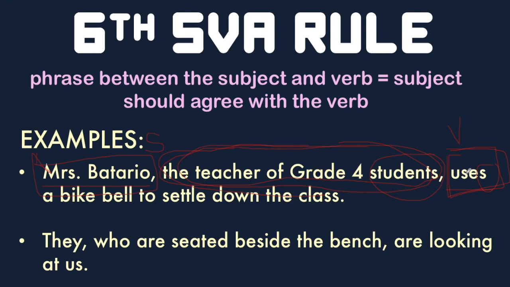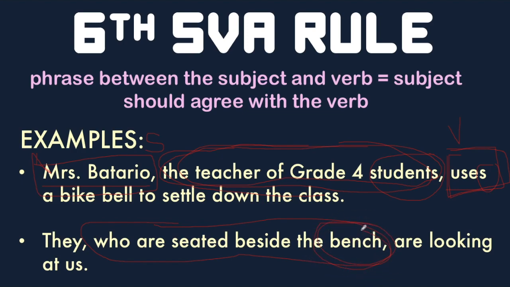They, who are seated beside the bench, are looking at us. Alright. Can you point where the phrase is? Okay, great. The phrase is this, who are seated beside the bench. The phrase ends with the word bench. And obviously, bench is a singular noun. But then again, it's a subject-verb agreement. Therefore, we should not be confused with this.